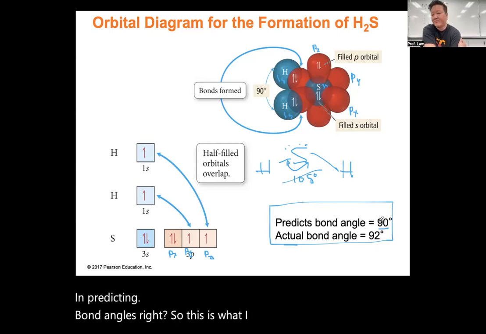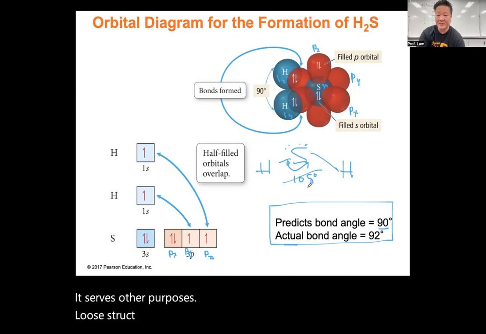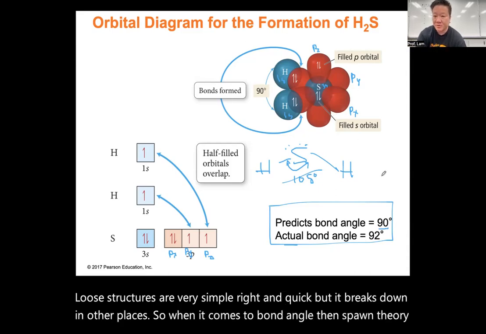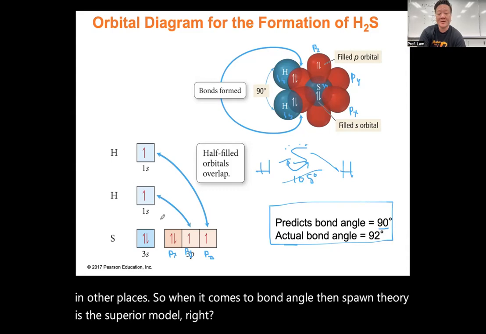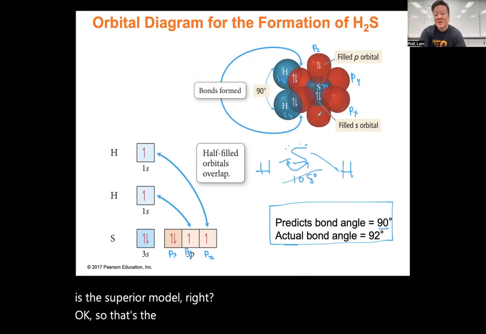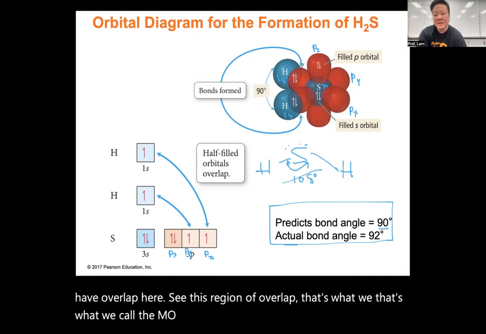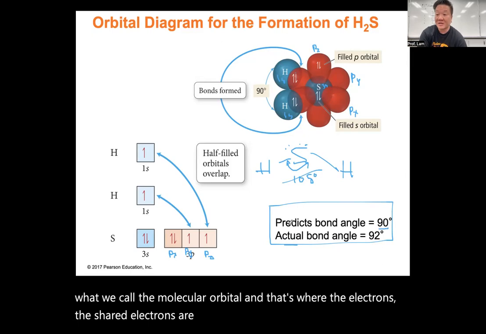So this is what I mean. You have a theory that doesn't do as well with bond angle, but it serves other purposes. Lewis structures are very simple and quick, but they break down in other places. So when it comes to bond angle, valence bond theory is the superior model. Okay, so that's the basis of valence bond theory. You can see that you have overlap here. See this region of overlap? That's what we call the molecular orbital, and that's where the shared electrons are most likely going to be.